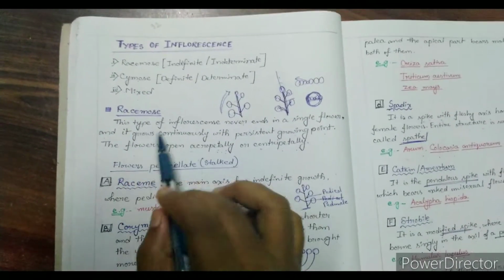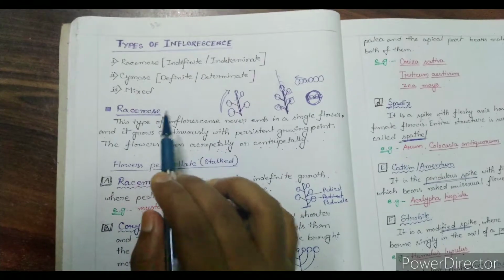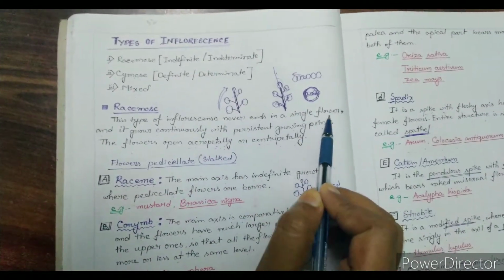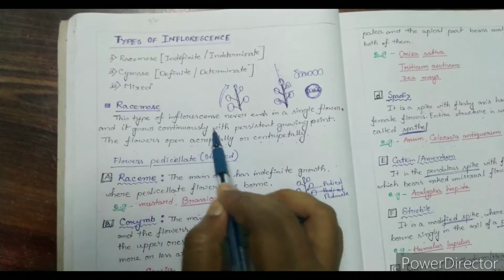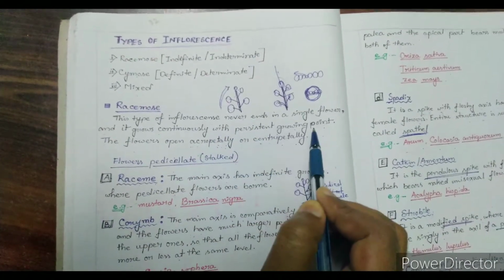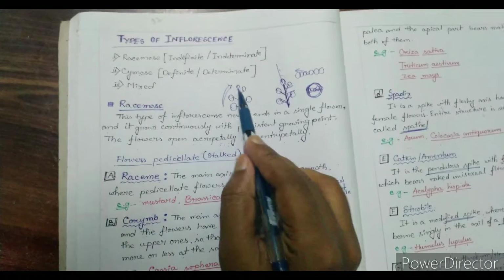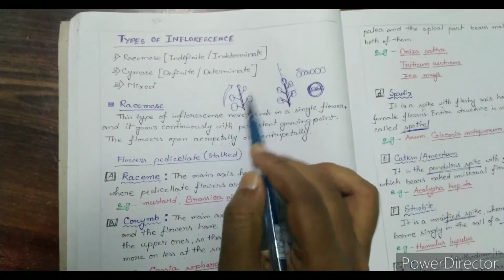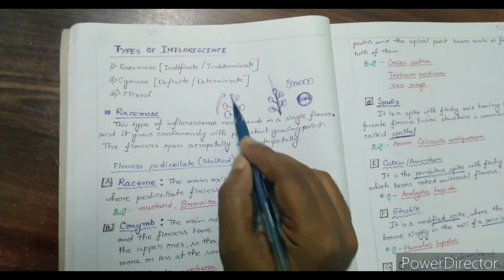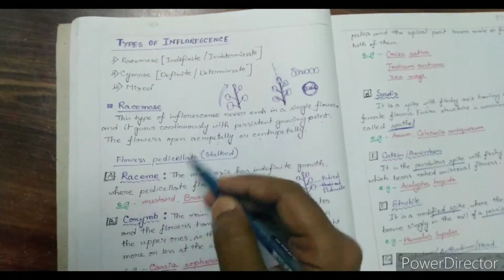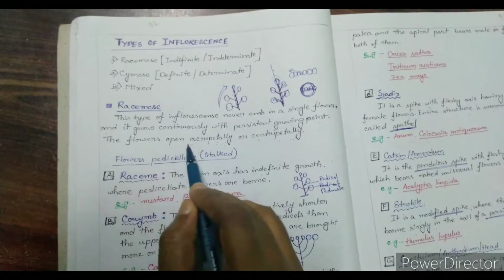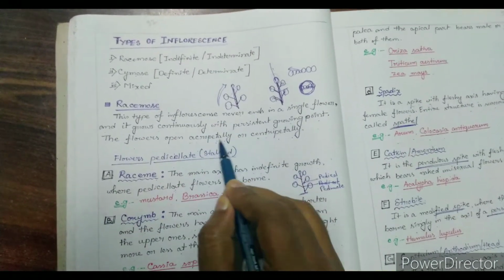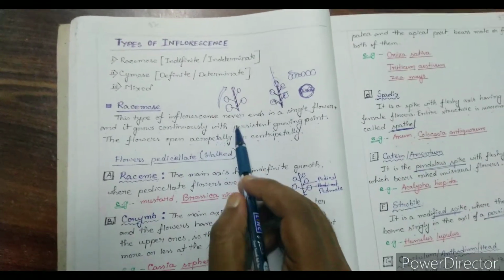So first of all we know the definition. This type of inflorescence never ends in a single flower, and it grows continuously with a persistent growing point or persistent rachis. This is the rachis, or the peduncle, which grows continuously. And in the arrangement of flowers, the flowers open acropetally or centripetally. So let us quickly learn these terms.